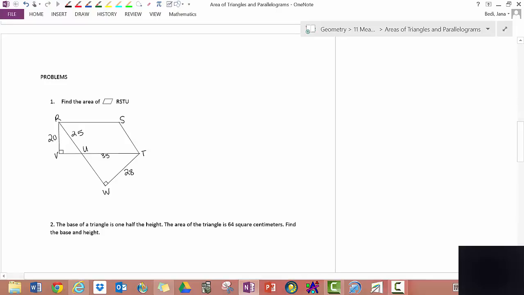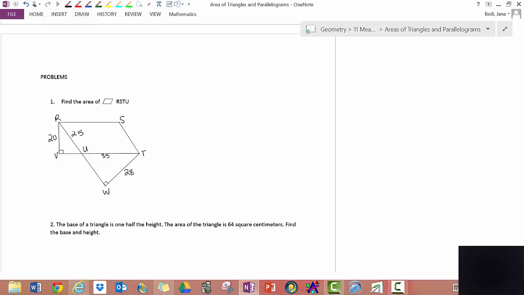This is a pretty easy section. It says area of RSTU. So what you need to ask yourself is, what would you use as the base and what would you use as the height? There may be redundant information. You have to figure out which is redundant or what is it that you don't need.